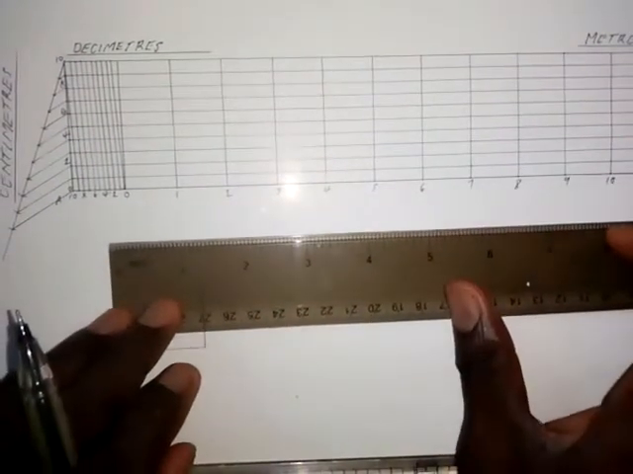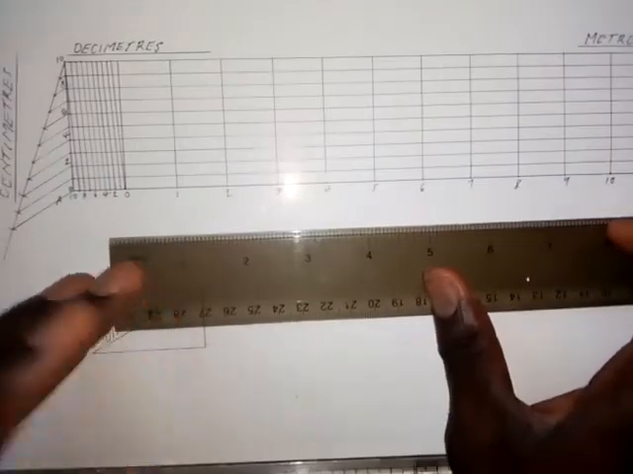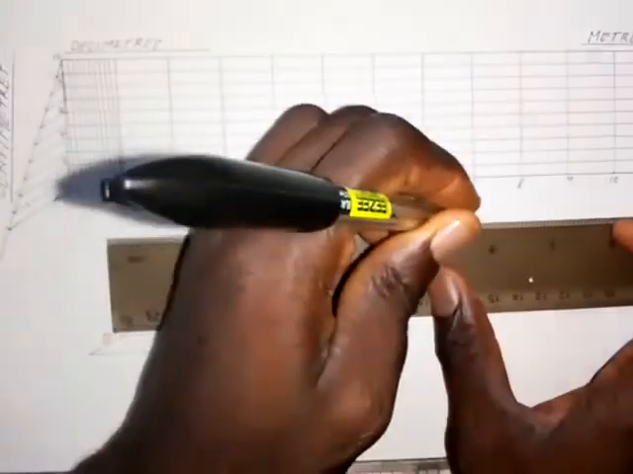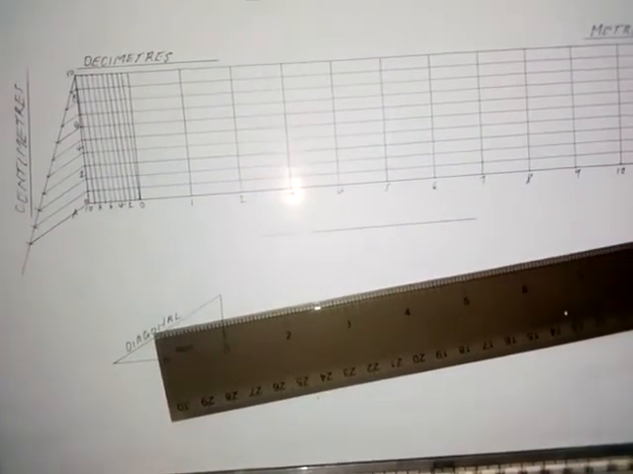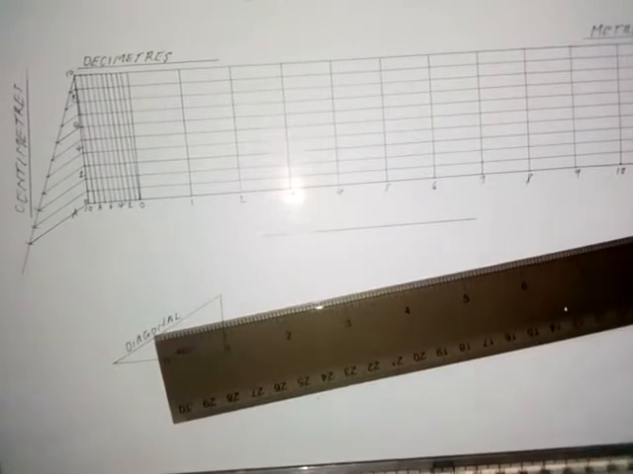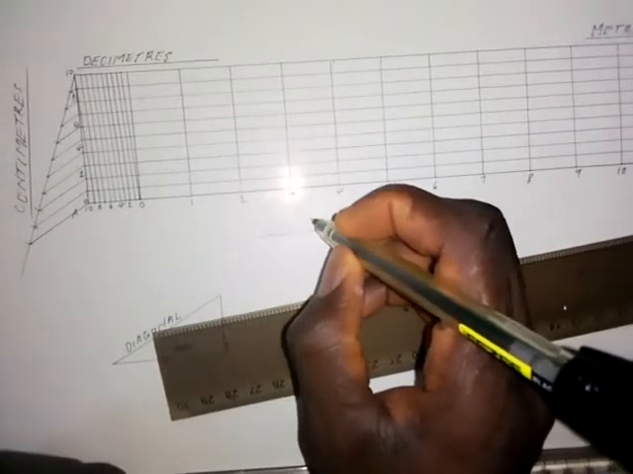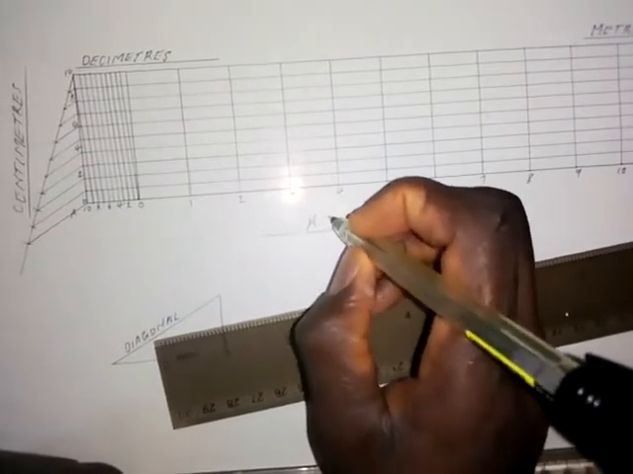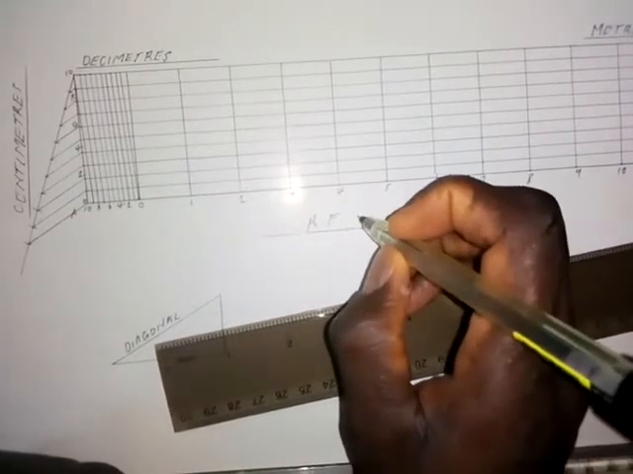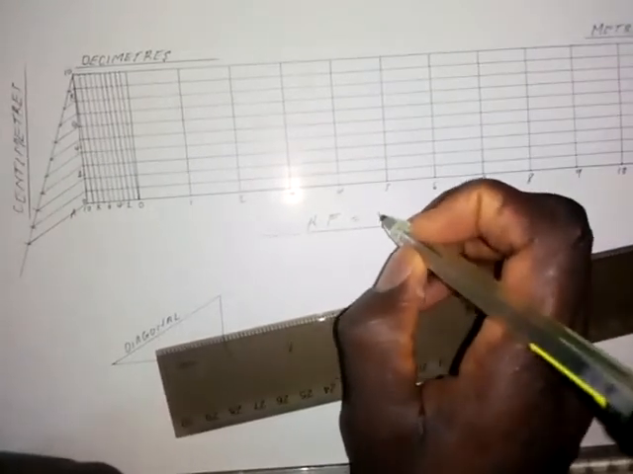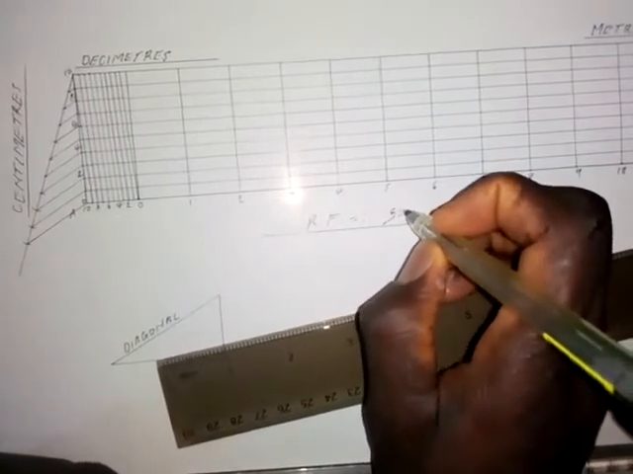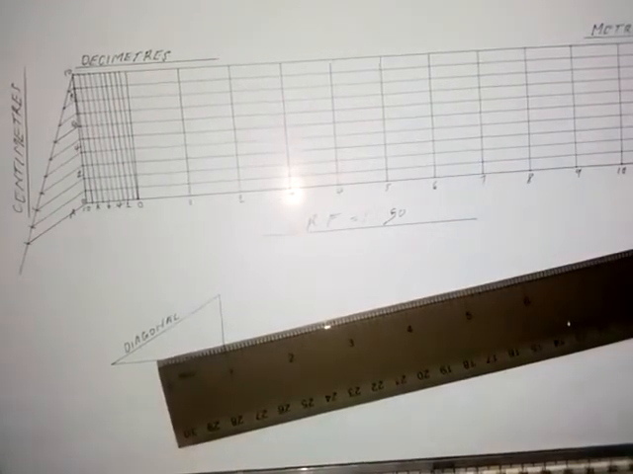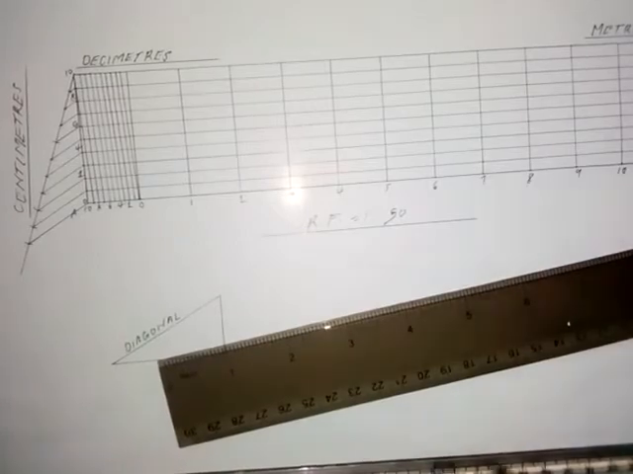But before that, we need to write our representative fraction. Make sure you write the representative fraction. From the question, we have the RF to be 1:50. So you write RF equals 1:50 there. Now let's answer the question given to us.